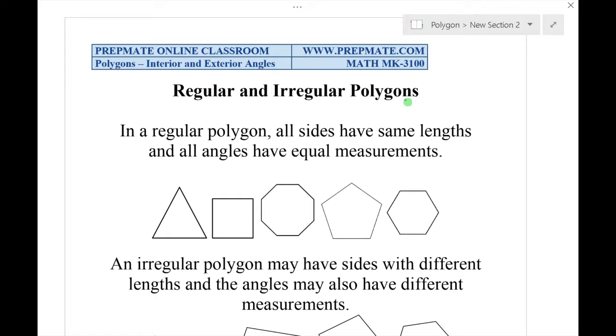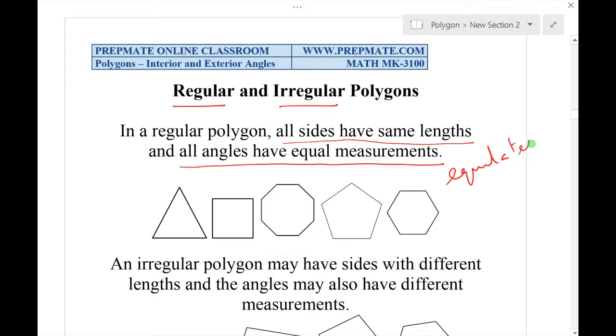So we have 2 types of polygons for our discussion today: the regular polygons and the irregular polygons. In regular polygons, all sides have equal lengths and all angles have equal measurements. In other words, they are equilateral. They all have the same measurement for each side, and also they are equiangular. They have the same angles.